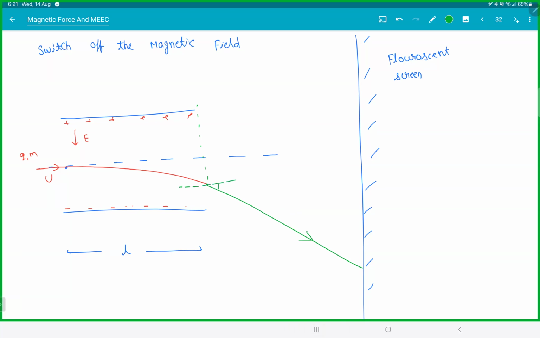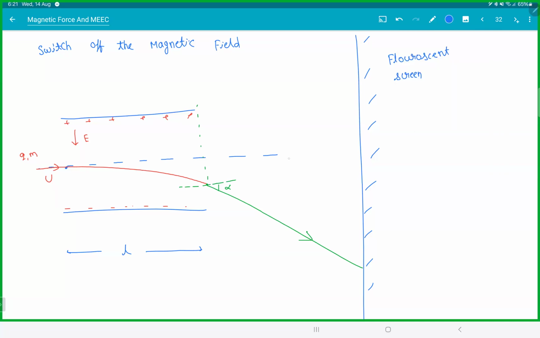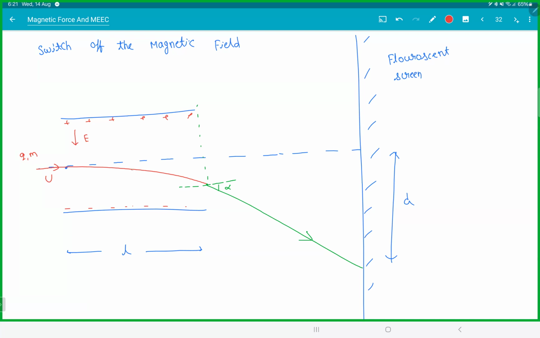So if you take this angle to be some alpha, and this deflection, this you can measure from the experiment. Let's say this is D. So at any instant, what are the forces acting on this? This will behave as if projectile motion. Acceleration is given by QE by M.